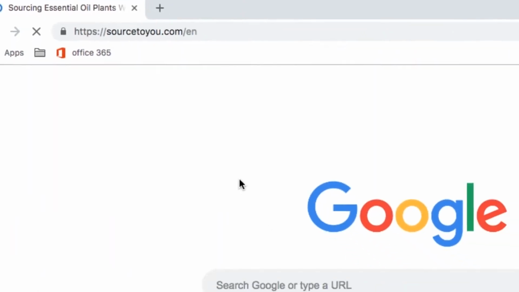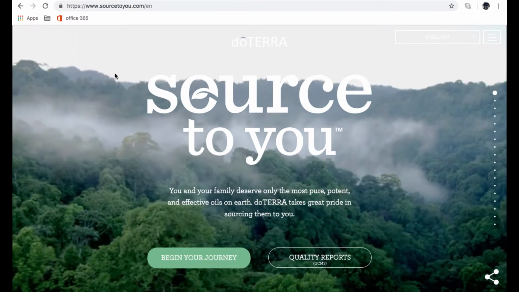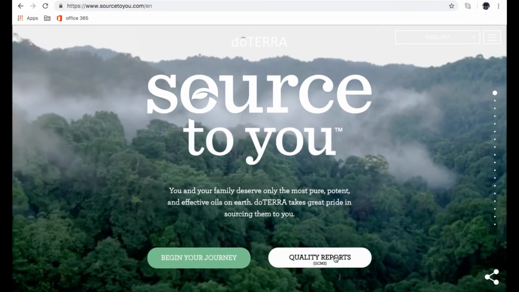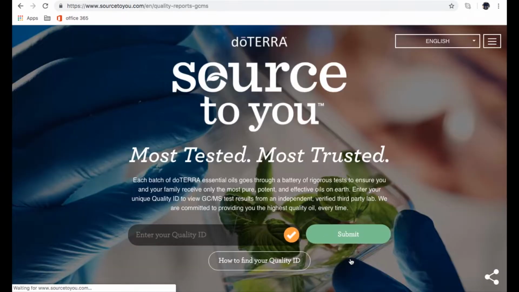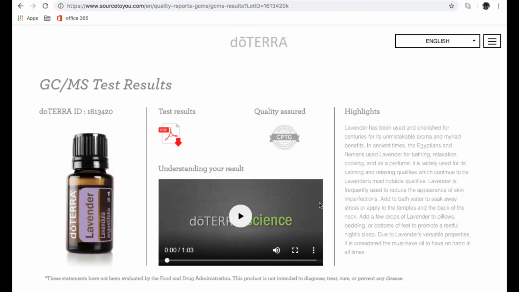So we will go to sourcetoyou.com, bring that website up, and you will see on that homepage a spot that says quality reports. You'll click on quality reports. You'll enter in your number. Mine, for example, if you don't have one at home, is 1613420K. So again, that's 1613420K. You'll enter that number, click submit.